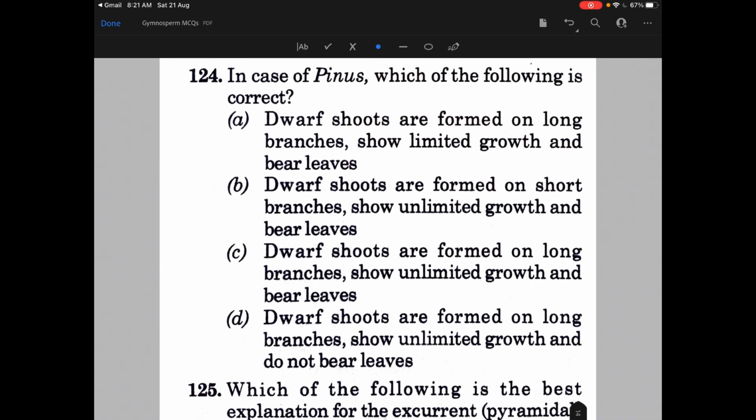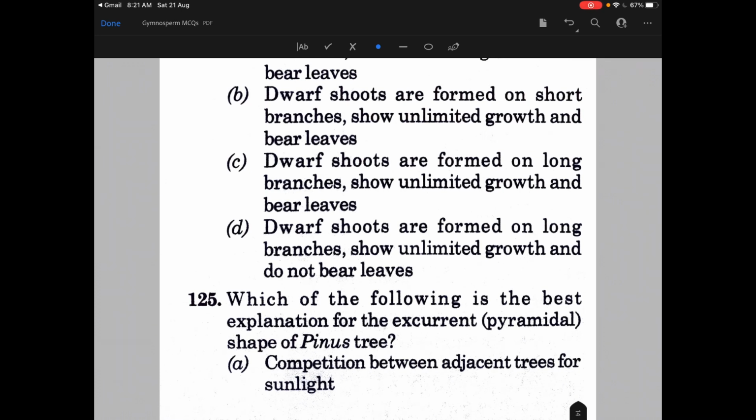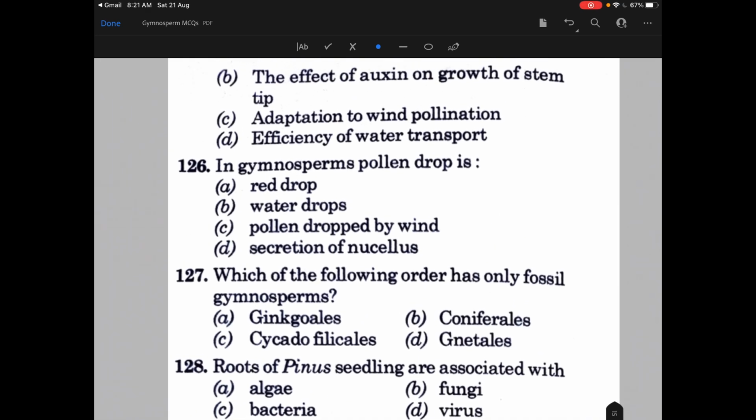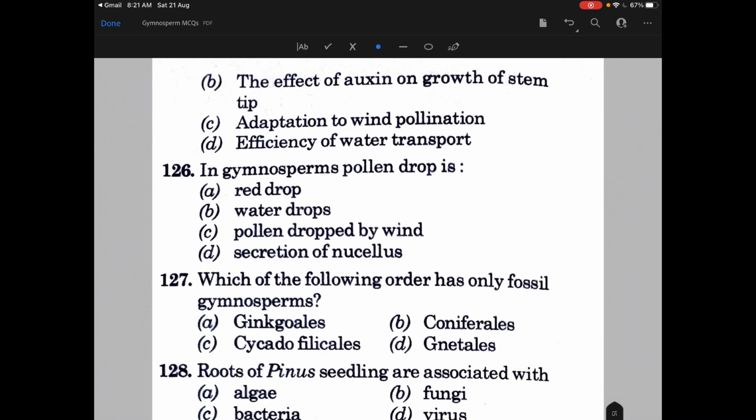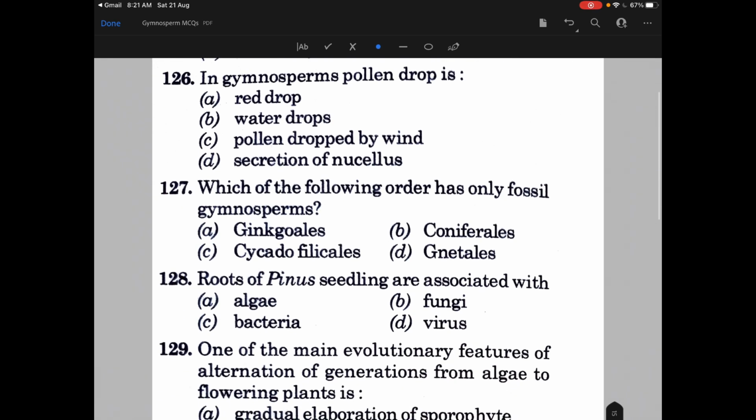Which of the following is correct? And the answer is A, that is dwarf shoots are formed on long branches, show limited growth and bear leaves. Okay, next, which of the following is the best explanation for the excurrent and pyramidal shape of a Pinus tree? Look, you have to read every option of this question and you can pause and see it on the next page. I will just tell you the option, the answer will be C, that is adaptation to wind pollination. Okay, next, in gymnosperms pollen drop is dash and the answer is D, that is secretion of nucellus.